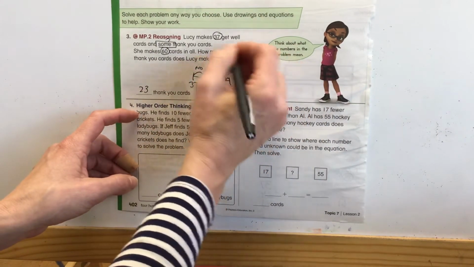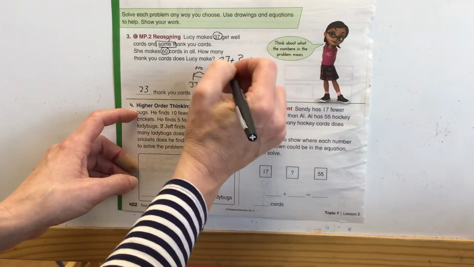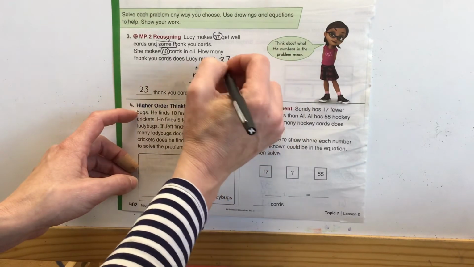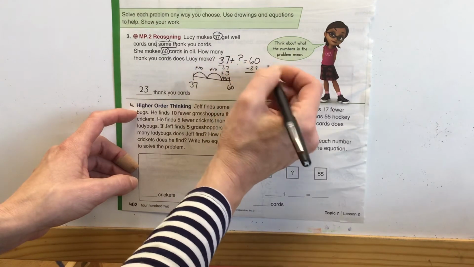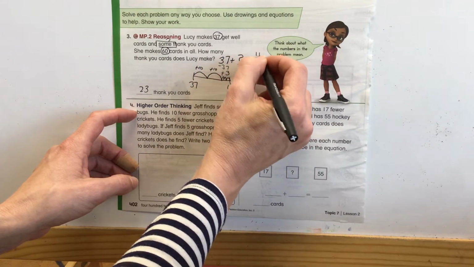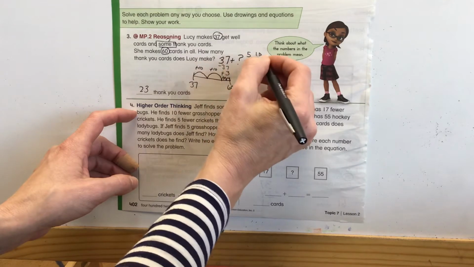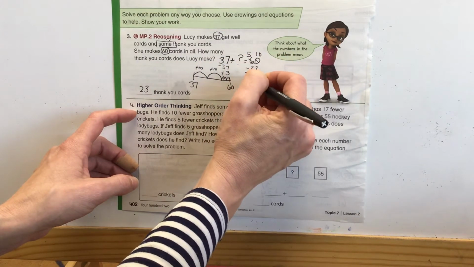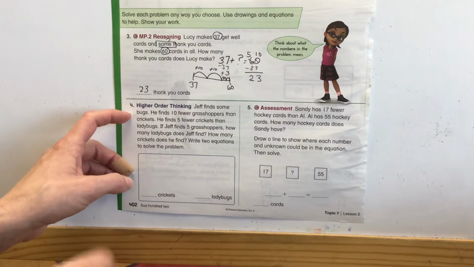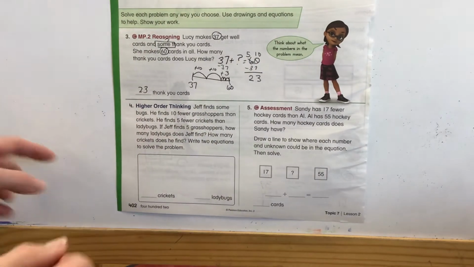They can also subtract this over here. So 37, 60 minus 37. We have to regroup. So 10 minus 7 becomes 3, and 5 minus 3 is 2. So whatever way the students want to do it is great. They've learned all these different methods.